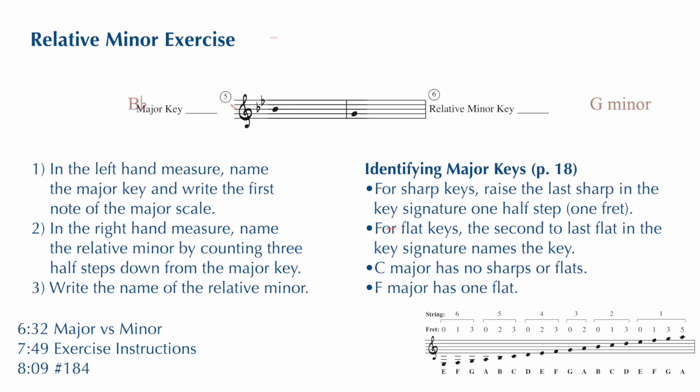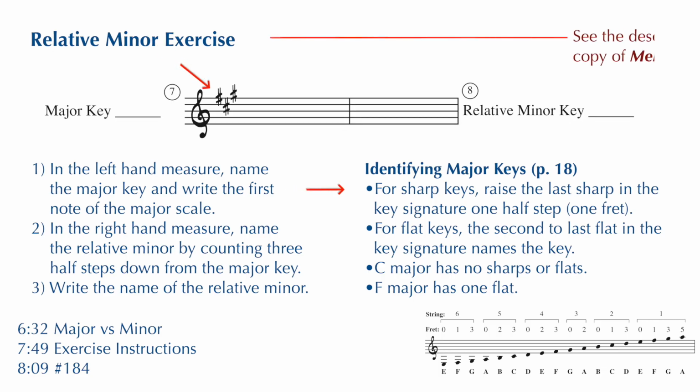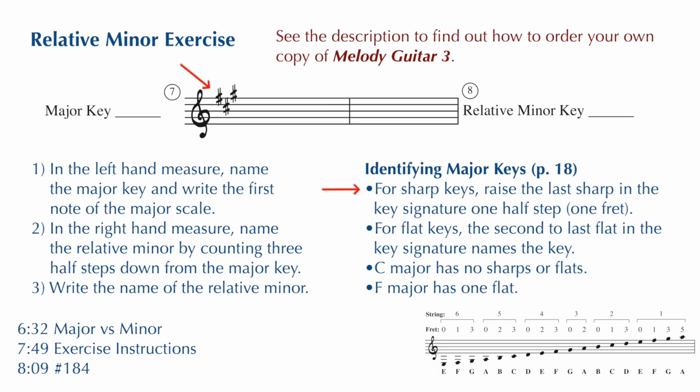Next we have 3 sharps in the key signature, F sharp, C sharp, and G sharp. If it's a sharp key, you take the last sharp in the row, in this case G sharp, raise it by a half step or 1 fret to find the name of your key. That puts us on an A. So write an A in the music staff, and then where the major key blank is, write A.